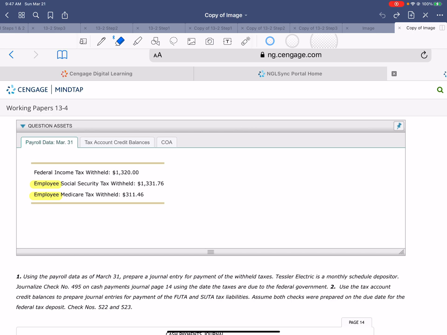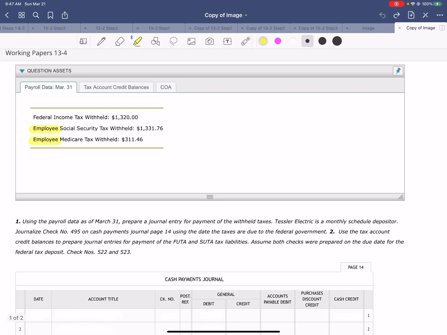Work together 13-4. If you look at the instructions, number 1, it says, using the payroll data as of March 31st, prepare a journal entry for the payment of the withheld taxes. Tesla Electric is a monthly schedule depositor. They're going to pay every month.